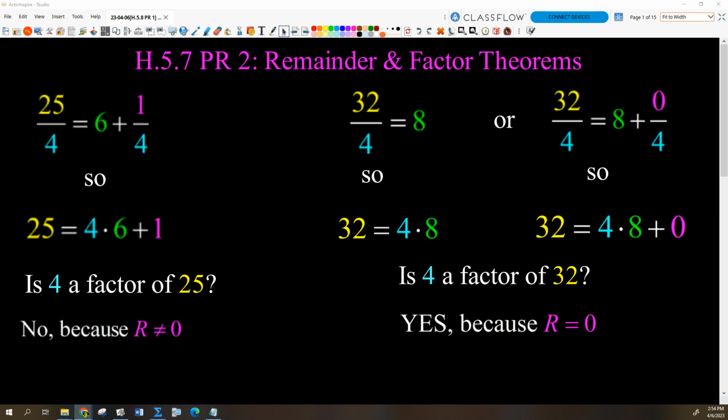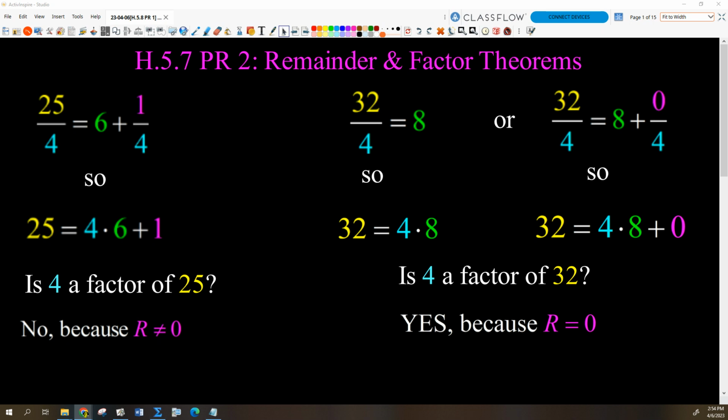The remainder is 0. So answer a question for me. Is 4 a factor of 25? How do you know right away? Because I have a remainder. Exactly. If there's a non-zero remainder, then it's not a factor. Is 4 a factor of 32? Yeah, the remainder is 0, so it is.